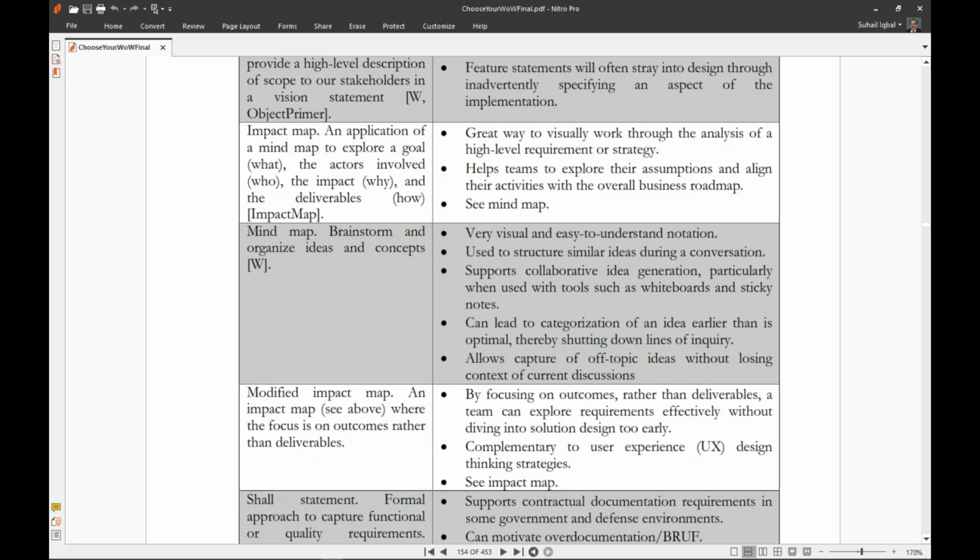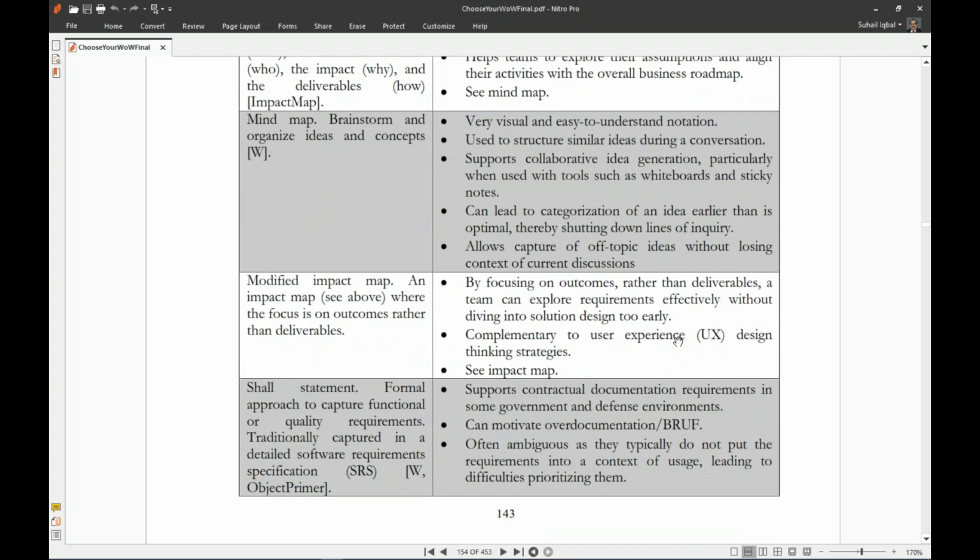Helps team to explore their assumptions and align their activities with the overall business roadmap. See mind map. Next is mind map. Brainstorm and organize ideas and concepts, and we have got a number of ideas from here. Very visual, easy to understand notation, used to structure similar ideas before a conversion.